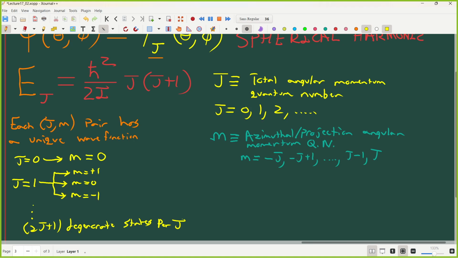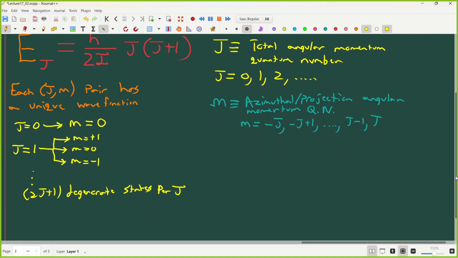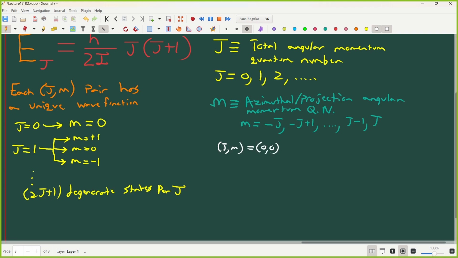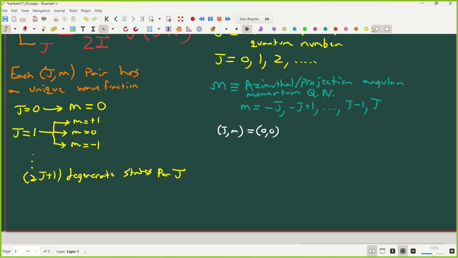So let me draw. I'm just going to draw some pictures for you of what these look like. So let's start with the easiest one. J, M equals 0, 0. And I'm going to plot these on a polar plot.